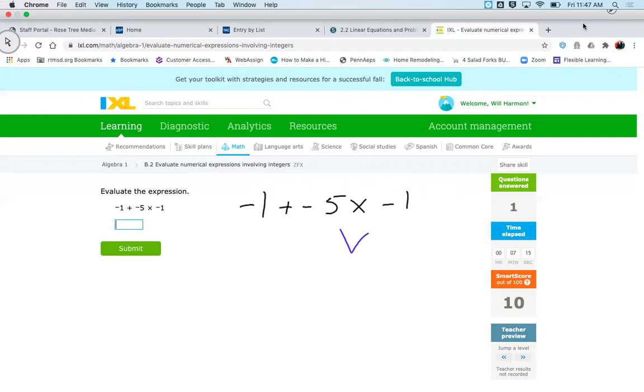So here we have negative 1 plus. Now, Nate, do you happen to know what negative 5 times negative 1 is? Is it positive 5? It is. And now we do what you said at the beginning. We need to do negative 1 plus 5. And that is 4.